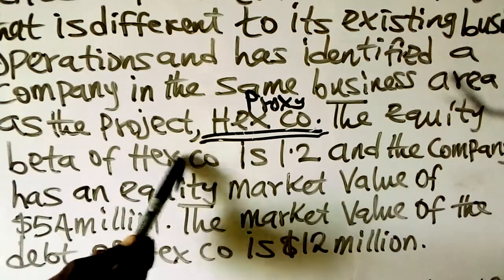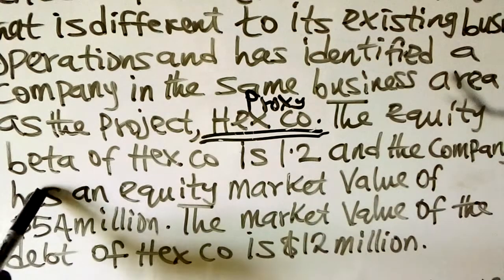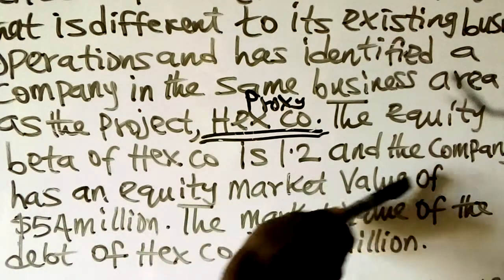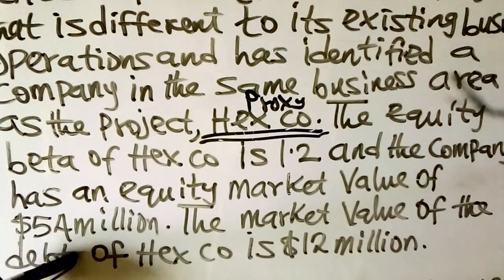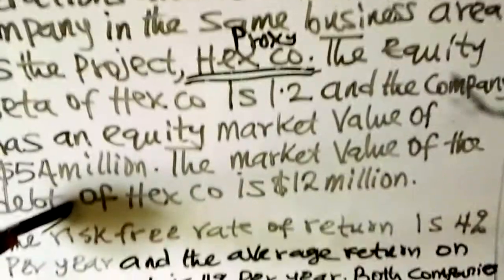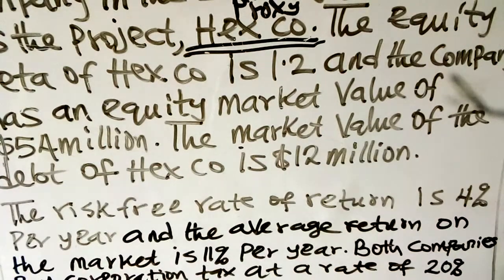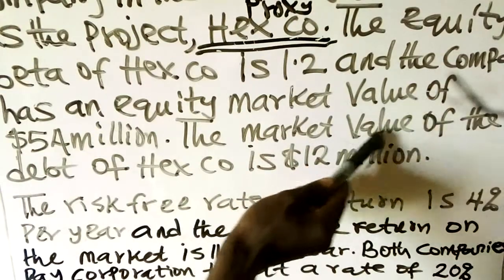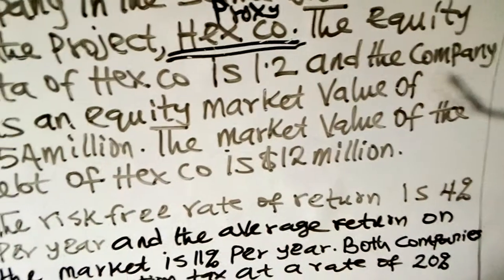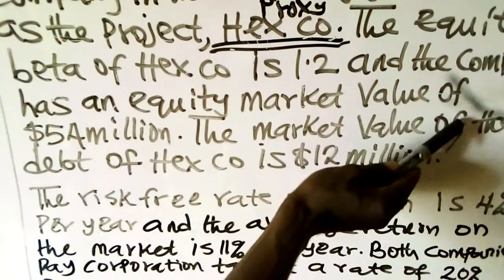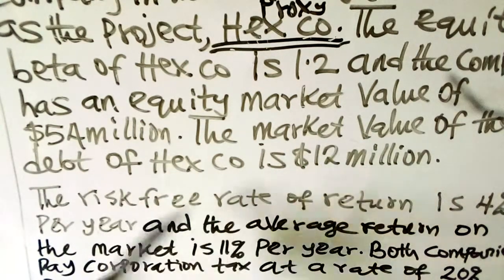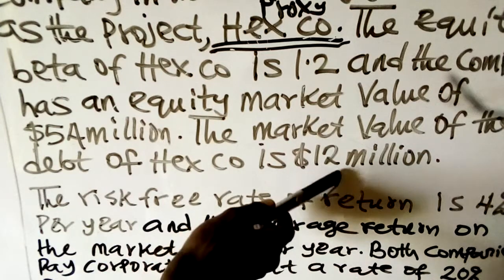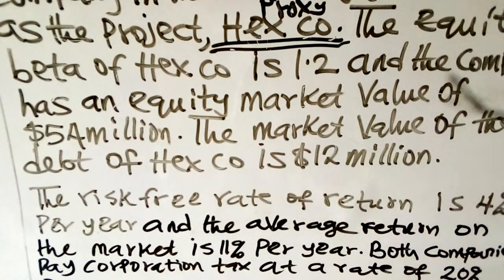The equity beta of HESCO is 1.2 and the company has an equity market value of $54 million. The market value of the debt of HESCO is 12 million. This is the market value of debt of the project company.